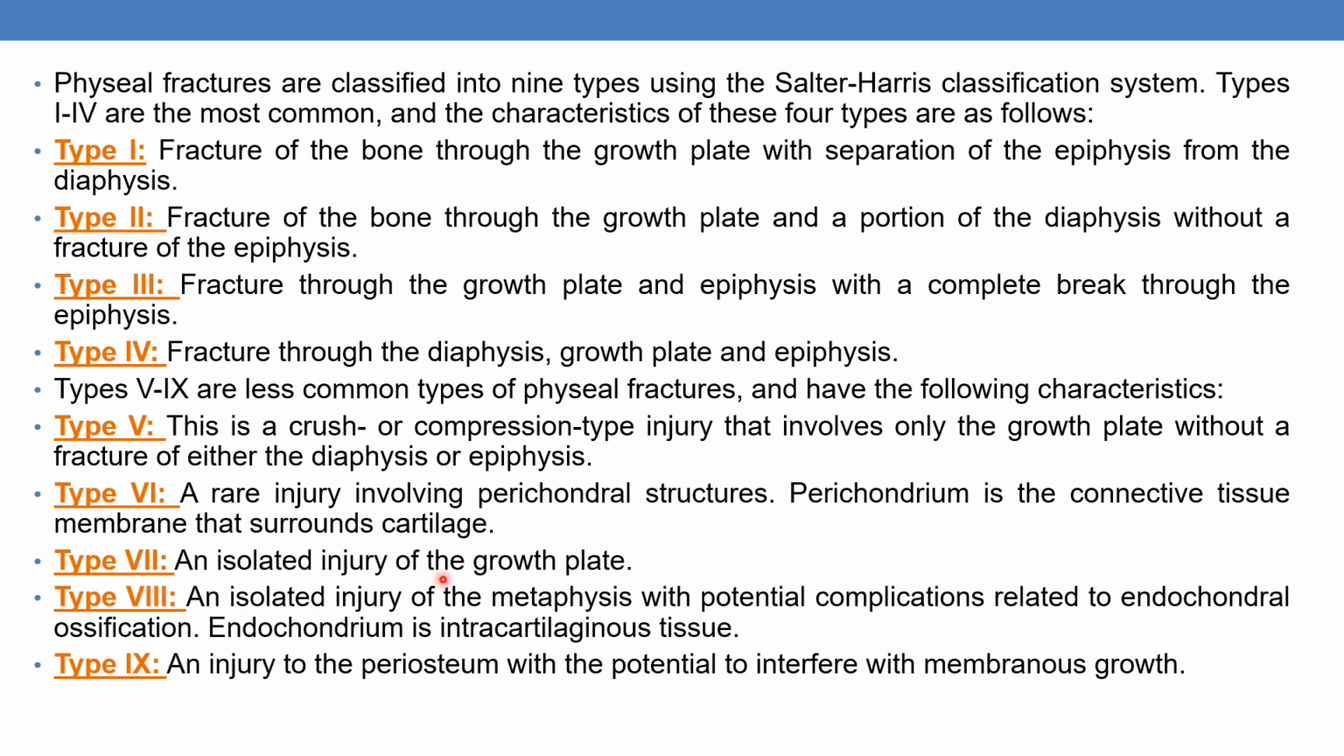Coming to type 7, it is an isolated injury of the growth plate. Type 8 is an isolated injury of the metaphysis with potential complications related to endochondral ossification. Endochondrium is the intracartilaginous tissue. Coming to type 9, finally, an injury to the periosteum with the potential to interfere with membranous growth. These are the various types of physeal fractures according to the Salter-Harris classification system, and type 1 to type 4 are most common.